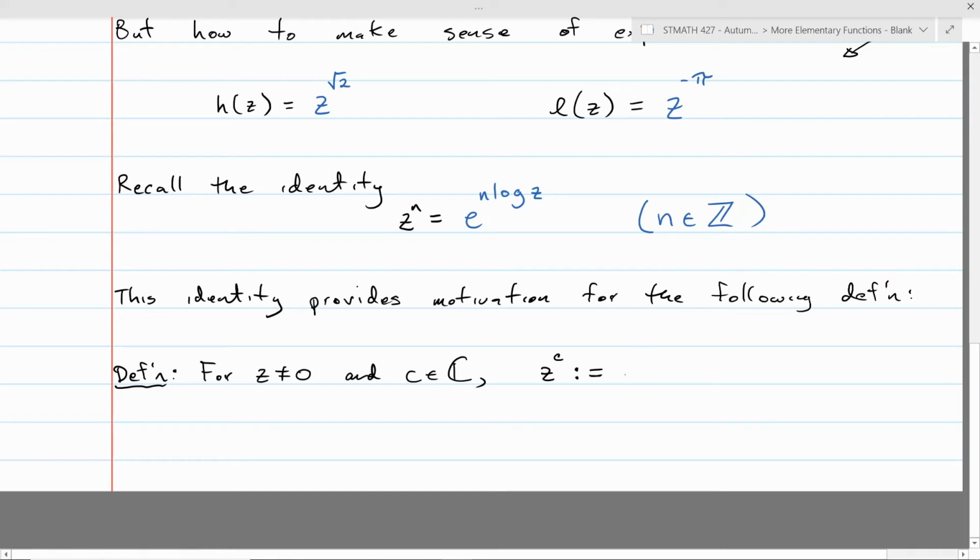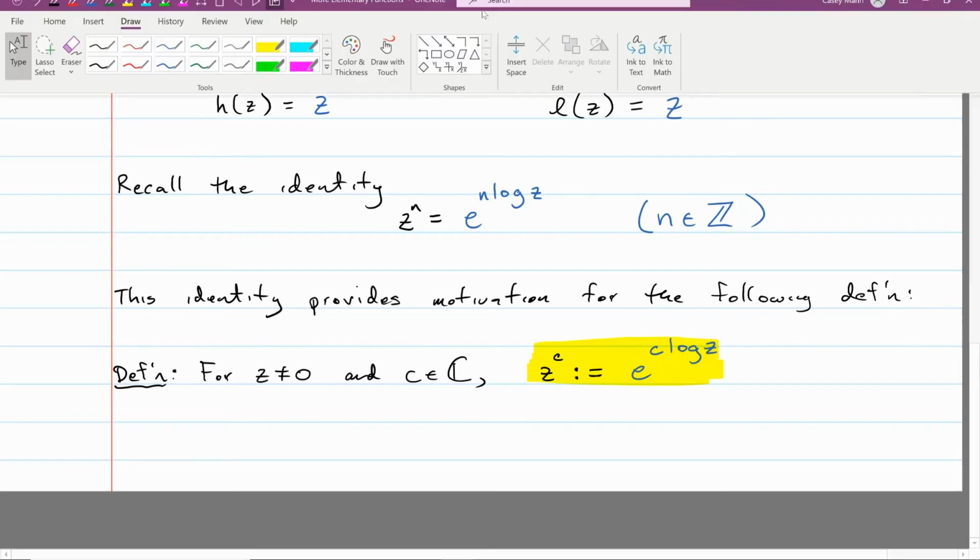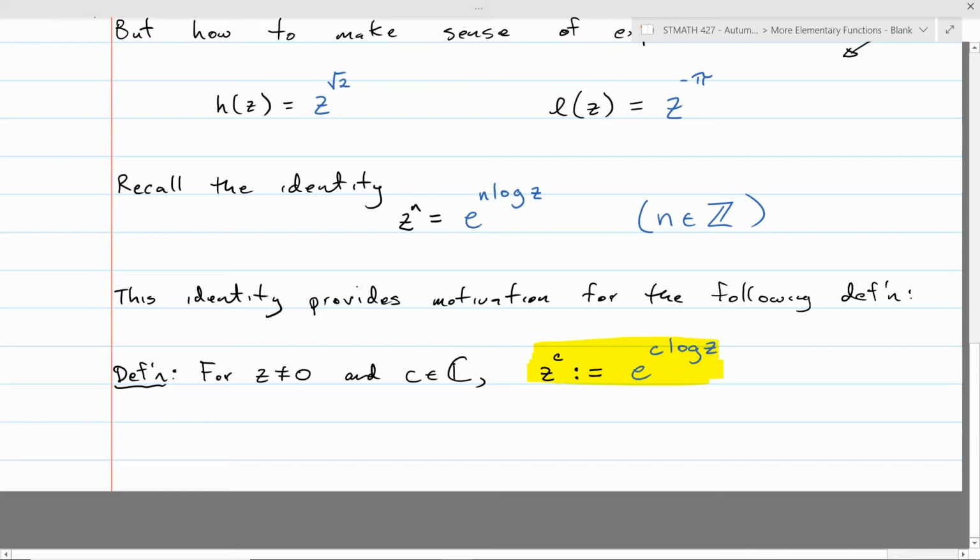For non-zero base and any complex number c, z to the c is defined to be e to the c log z. You notice that in this definition, we could even have a complex number exponent, something like z to the i plus 2 or something like that. We could make sense of that using this definition.